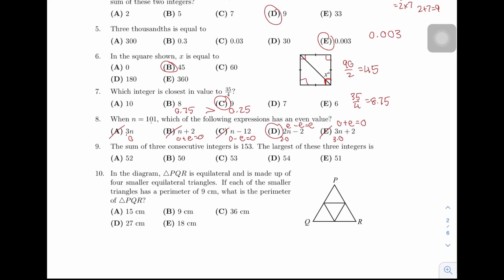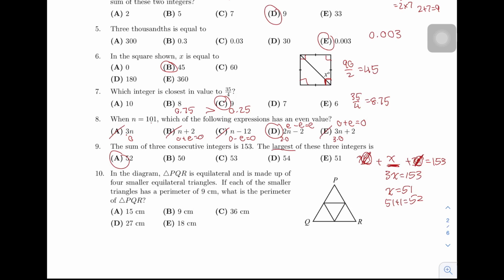Number 9, the sum of 3 consecutive integers is 153. The largest of these 3 integers is. So you have 3 consecutive integers that sum up to 153. We're going to let the middle number equal x. So this number will be x minus 1, and this one will be x plus 1. Then you realize that the negative 1 and the plus 1 cancel out. So you get 3x equals 153, and x equals 51. And you want the largest, so 51 plus 1 equals 52. Therefore, A is the correct answer.